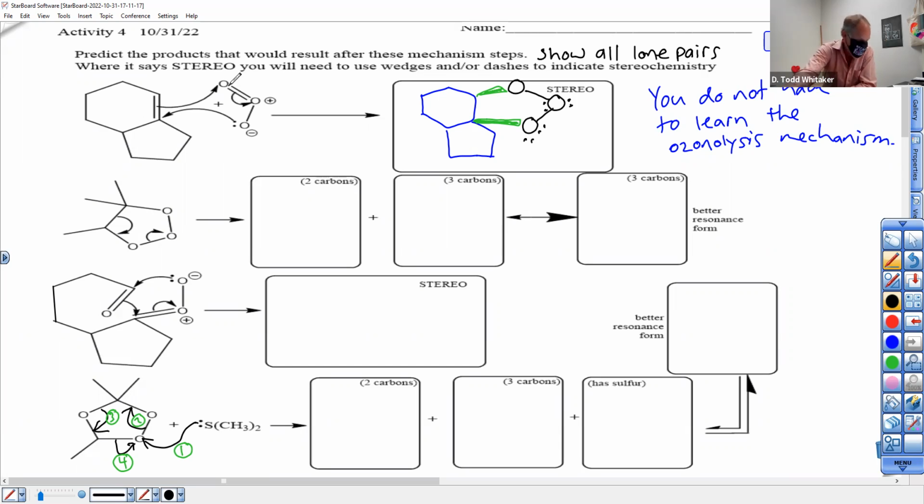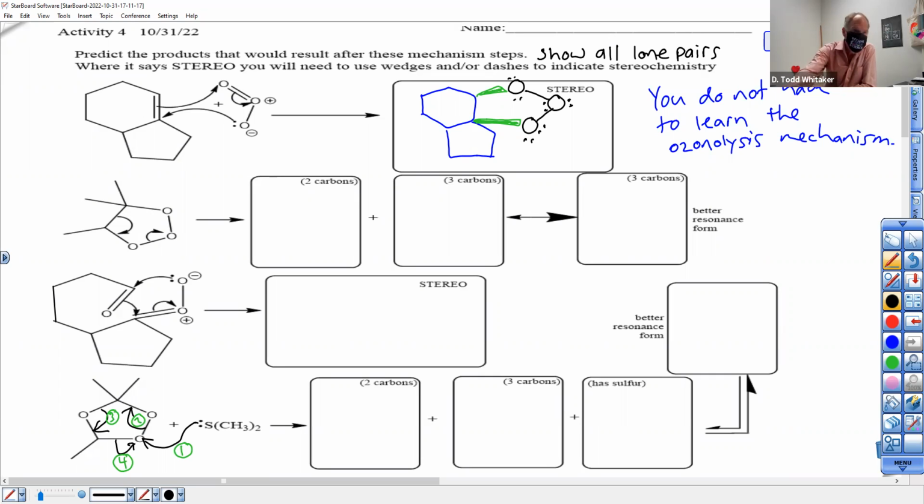Two lone pairs. I didn't change the number of lone pairs. I made a sigma bond and I broke a pi. I didn't add or subtract lone pairs. Two stays two. Got it? So one of the reasons this reaction happens is I got rid of all my formal charges, right? Everything's neutral. It's got a lot of lone pair repulsions though, doesn't it?